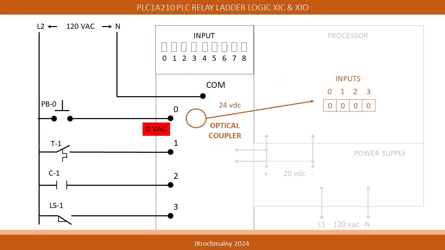In this graphic, we see that PB0 connected to PLC input terminal 0 is in an open state of condition. Under this condition, notice that the voltage measures 0 volts at the input module terminal 0, and its associated diagnostic LED at the top of the module is not illuminated. Because there is no voltage at the input module's termination, the optical coupler communicates this information to the PLC processor, and the processor records a 0 in its database memory.